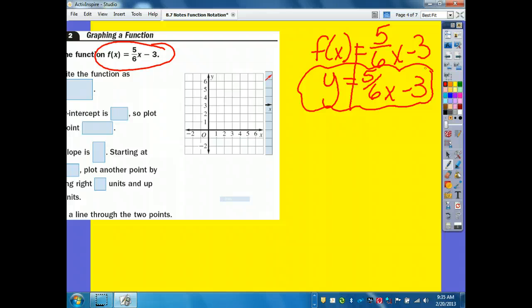Do we want to use zeros? I wouldn't. Why wouldn't I want to? Because it's already in slope-intercept form. I don't want to use the t-chart. This looks so easy. Where do I start on my graph?